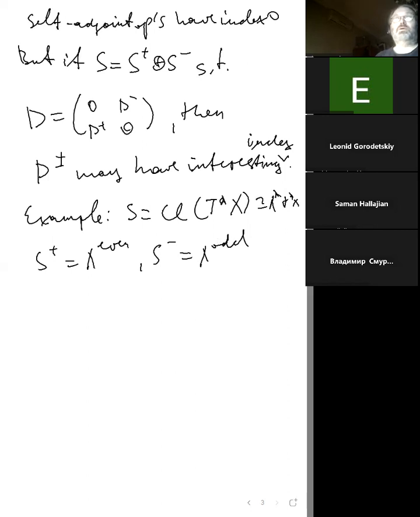And now let's consider another, more systematic way of finding such a splitting, and we'll also see that this would generalize the signature operator.